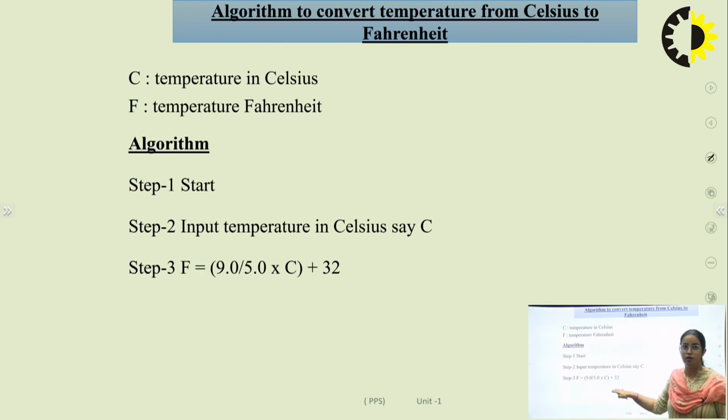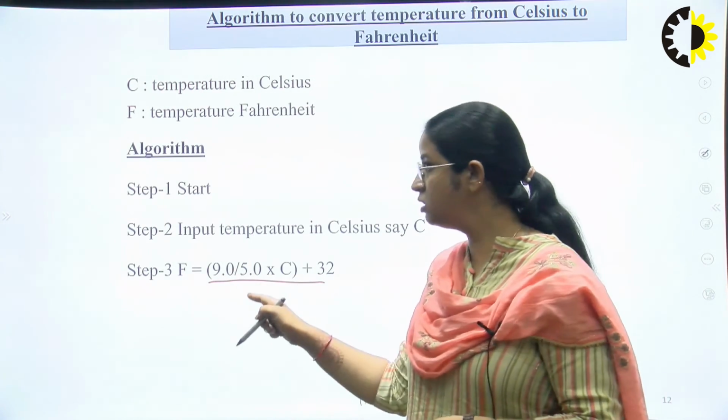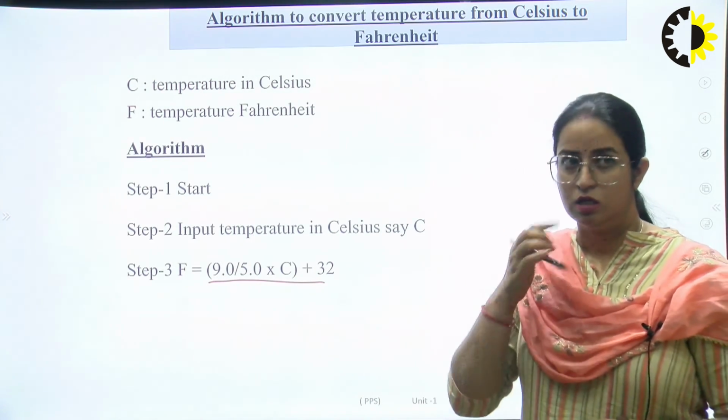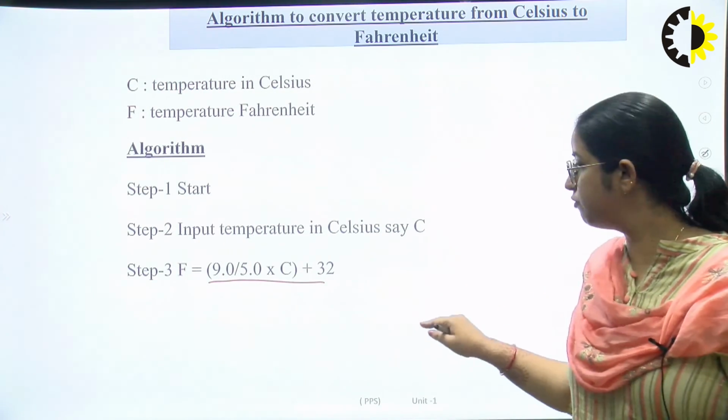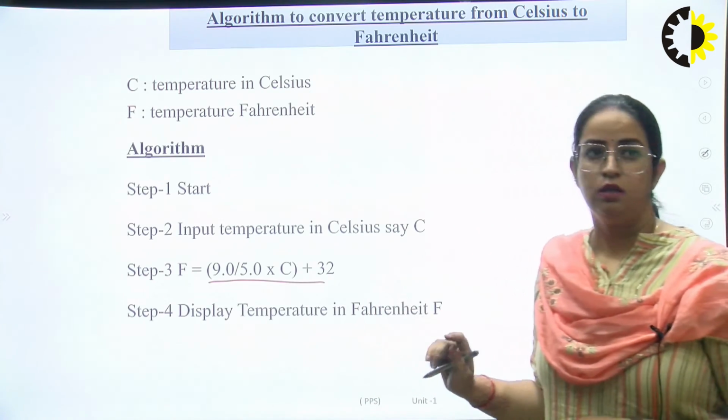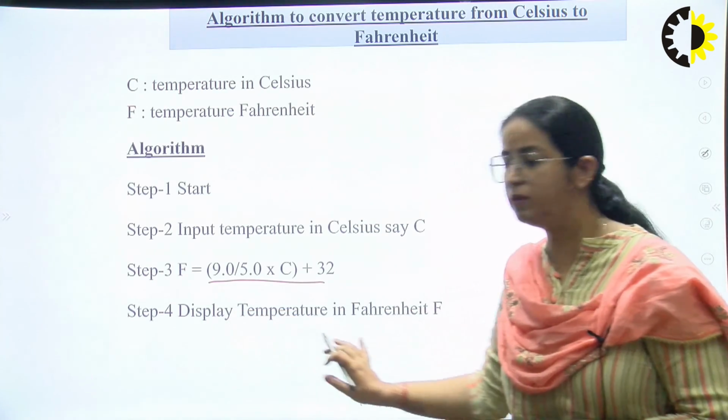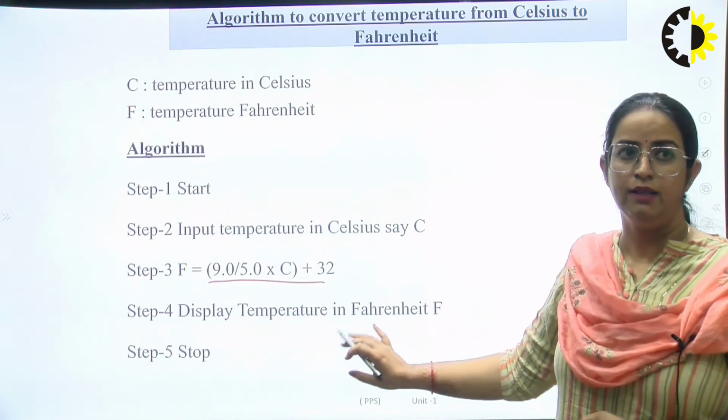So here we are performing a computation task. This is the simple formula for performing it. As everyone knows, this formula is used to convert Celsius into Fahrenheit. If you want to do the reverse, this is the formula you have to follow. Then the fourth step is to display the output and then stop.